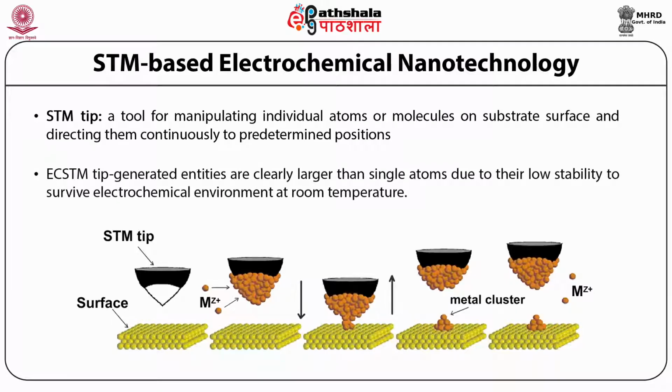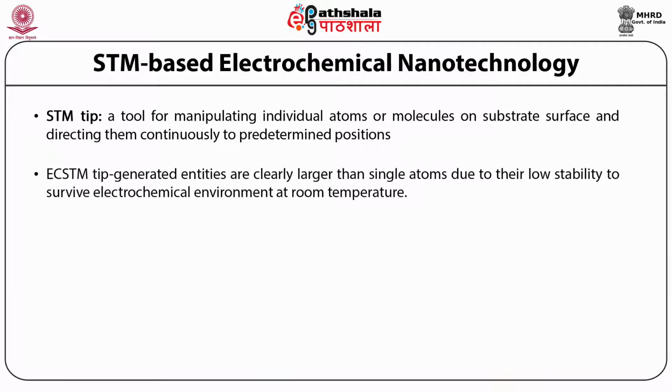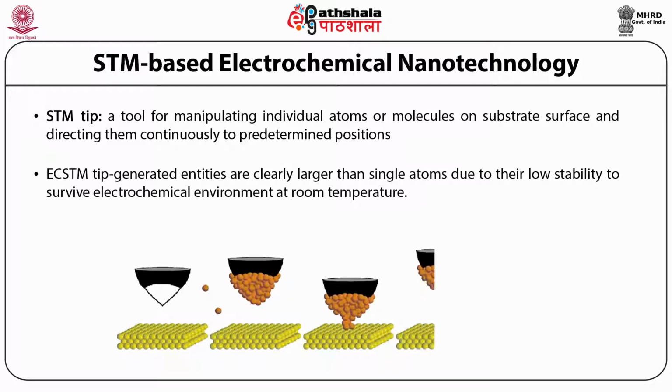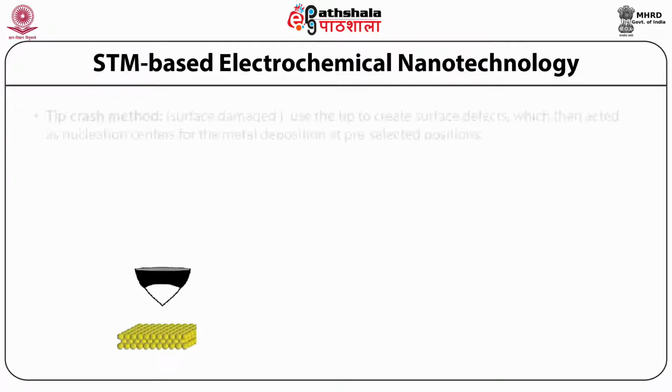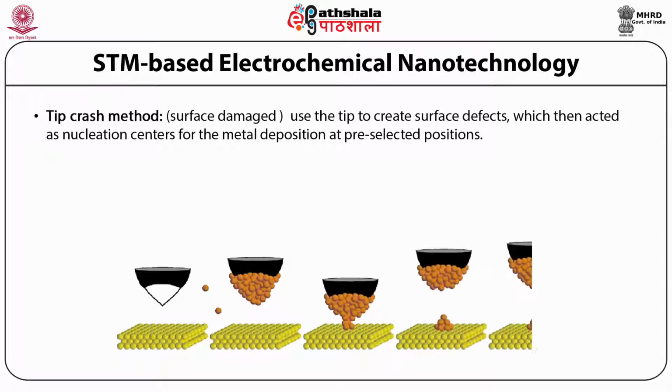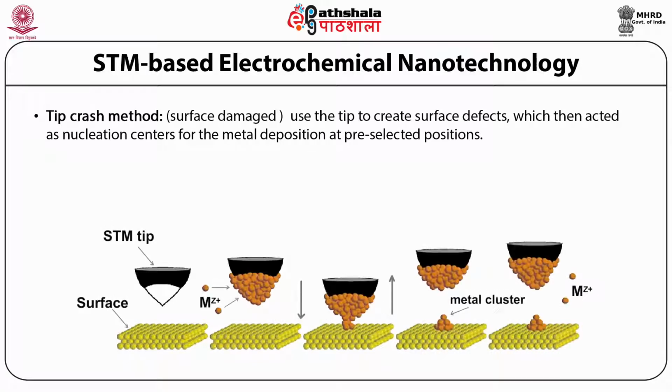ECSTM tip generated entities are clearly larger than these single atoms due to their low stability to survive electrochemical environments at room temperature. Tip crash method: surface damage. Use the tip to create surface defects, which then act as nucleation centers for the metal deposition at pre-selected positions.